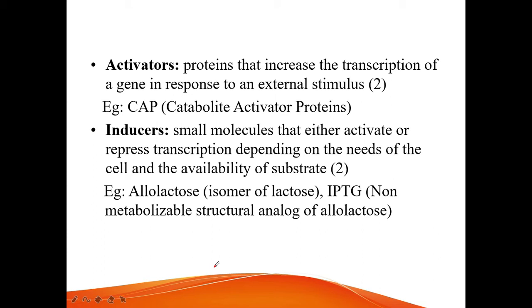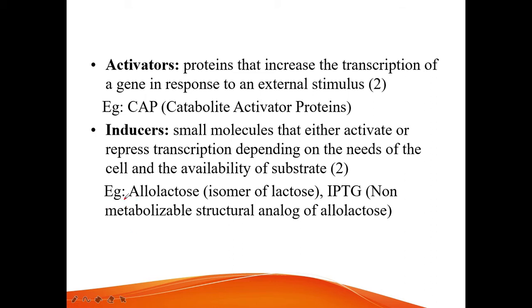Yes, stimulus. So in the Lac Operon, CAP is a general protein. The full form of CAP is catabolite activator protein, and it forms a complex with cyclic AMP. I will discuss the cyclic AMP part in the future. The third part is the inducer. Inducers are small effector molecules that either activate or repress transcription depending on the needs of the cell and availability of substrate. Here the example given is only for the Lac Operon.